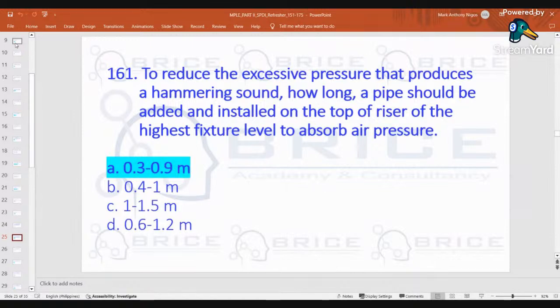To reduce the excessive pressure that produces a hammering sound, how long a pipe? 0.3 to 0.9 meter long. A pipe should be added and installed on the top of riser of the highest fixture level to absorb air pressure, 0.3 to 0.9 meters.